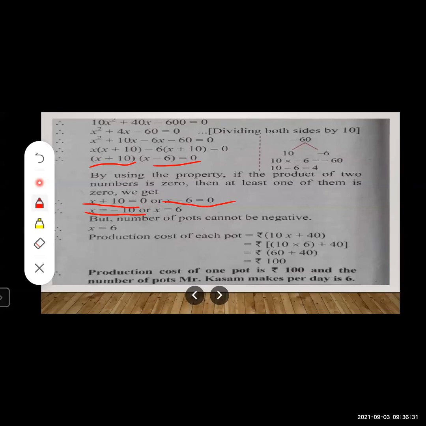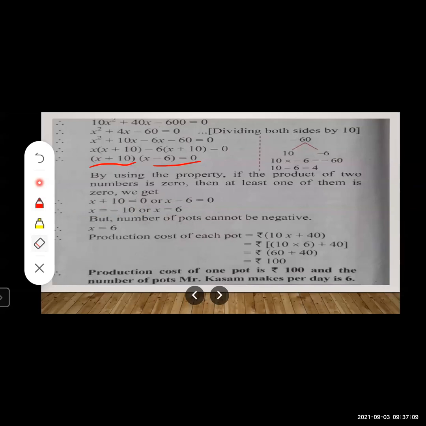Right. So what we are finding out? Number of pots. Number of pots cannot be negative. Means this is an unacceptable value. Which unacceptable value? Negative value. A number cannot be negative. So what we are taking as a correct value is x is equal to 6, right? So x is the number of pots. And what we are actually finding out? Production cost of each pot.